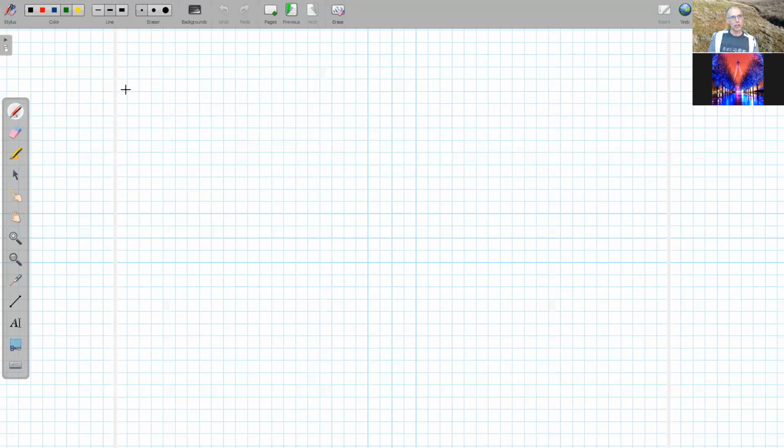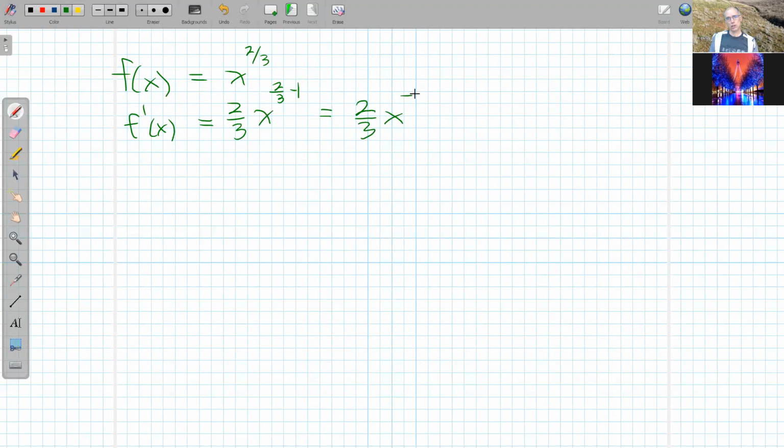f of x equals x to the power 2/3. So before we do anything, let's find the derivative. f prime of x is equal to 2/3 times x to the power 2/3 minus 1. 2/3 minus 1, where 1 is 3/3, that would be negative 1/3. A negative exponent really means flip the base. So this is 2/3 times 1 over x to the 1/3 power. And since x is in the denominator now, x cannot equal 0.